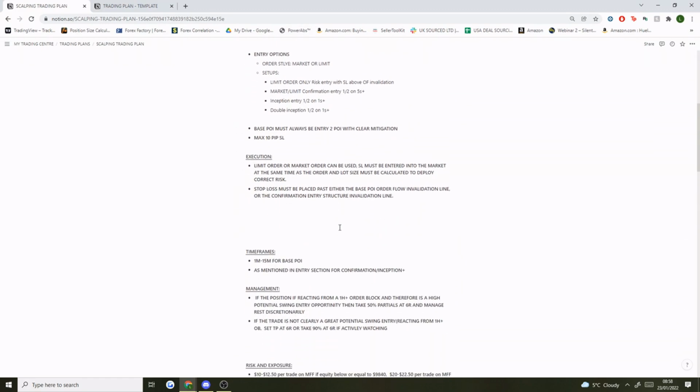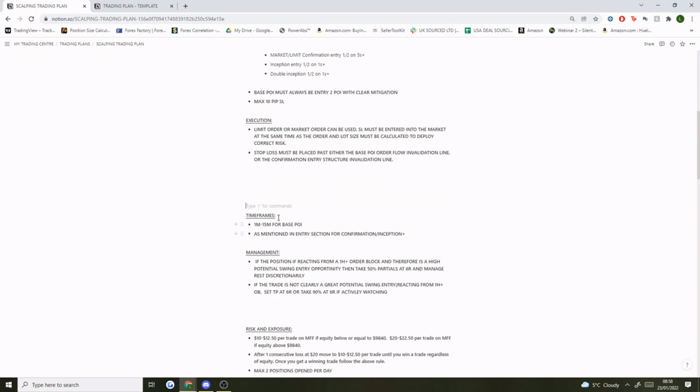All right, so let's talk about the time frame section. This is another thing, you need to be laying out what time frames you're going to use. If you're happy to use any time frame, then that's fine. Just write in that you're going to use any time frame.